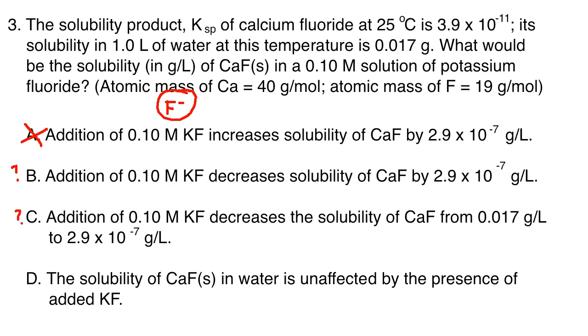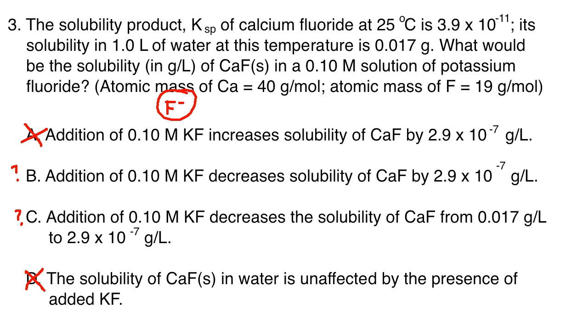That's a potential. And then it says the solubility of calcium fluoride in water is unaffected by the presence of added potassium fluoride. That's incorrect. That's basically saying common ion effect doesn't exist. So no, that's not correct. So we have B and C. That's good. We're down to 2 of them in process of elimination.